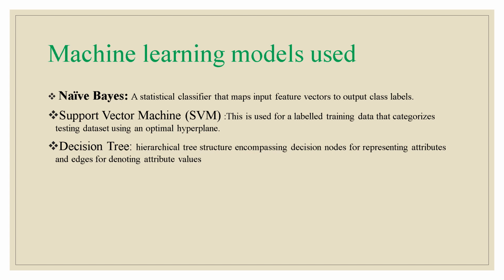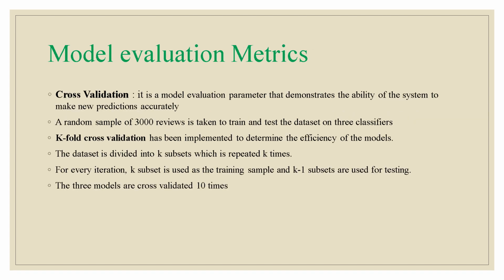Then we have the support vector machine, and this one uses labeled data and categorizes it into testing using optimal hyperparameters or hyperplanes. We have a decision tree, and this one is a hierarchical tree structure that encompasses decisions by representing attributes and edges for denoting attribute values. Moving to the next slide.